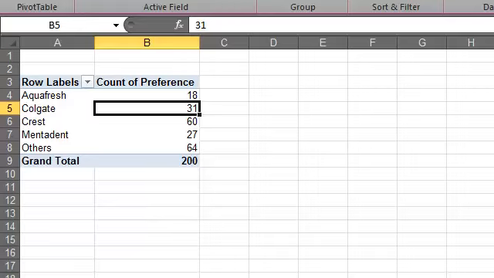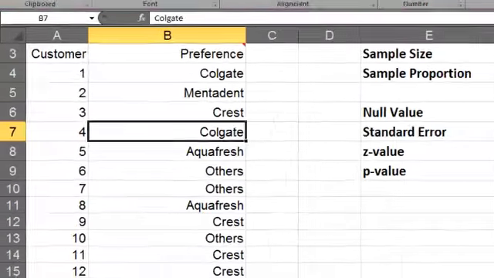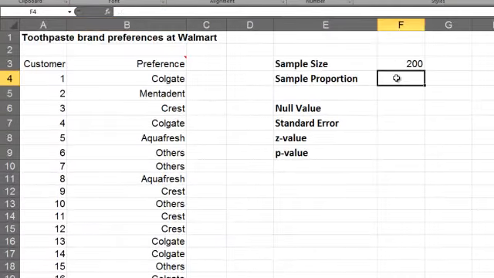So my sample proportion is going to be this 31 divided by 200. So let's go back and capture that. Sample proportion is 31 divided by my sample size, which is 200. So I get 0.155, or 15.5%, as my sample proportion.